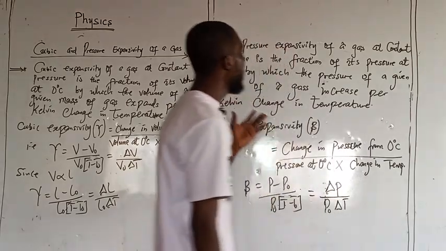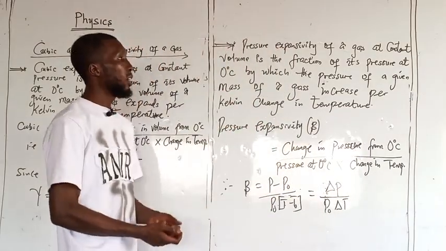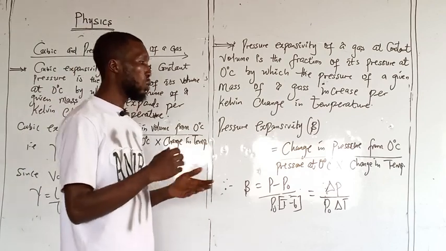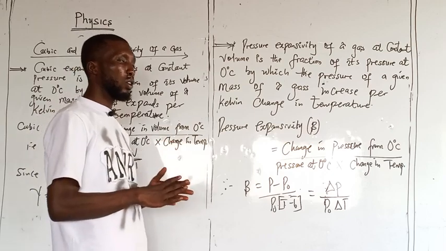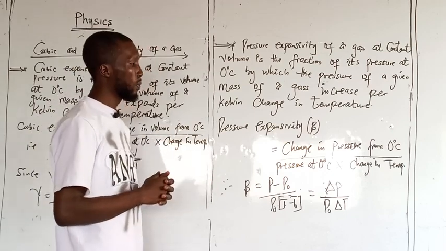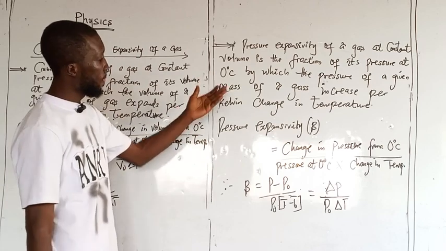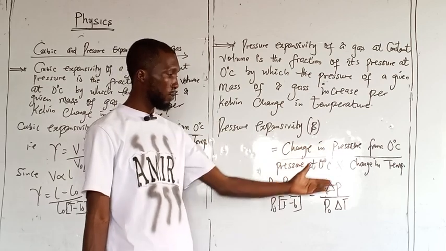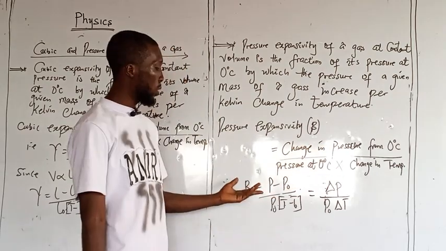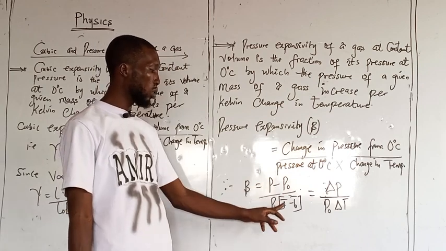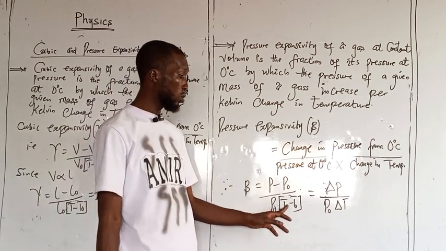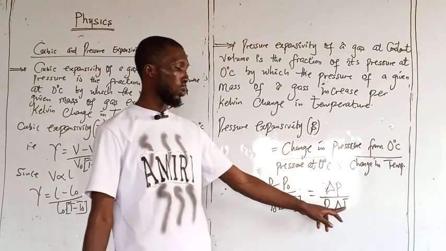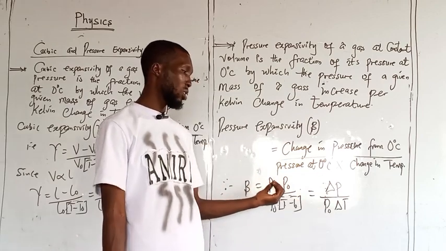So for pressure expansivity, this is the ratio of the change in pressure from 0 degrees Celsius to the pressure at 0 degrees Celsius multiplied by the temperature rise. So also we have pressure expansivity beta being equal to change in pressure, as I said earlier, and we can also have it as (P minus P naught) over P naught times (T minus T naught), equal to change in P all over P naught times change in temperature. That is, this is technically a change.